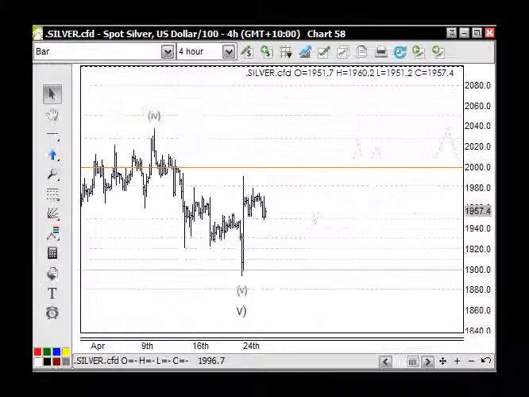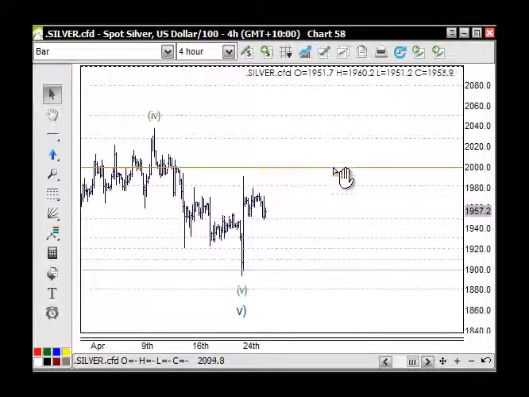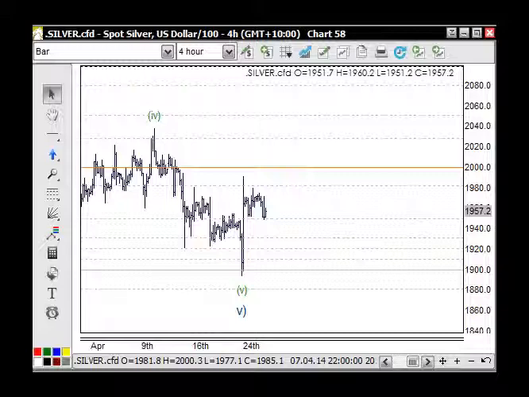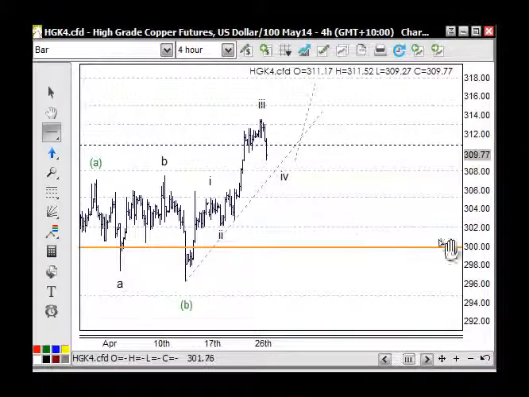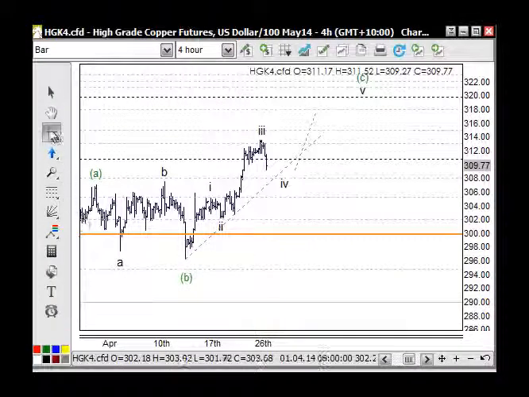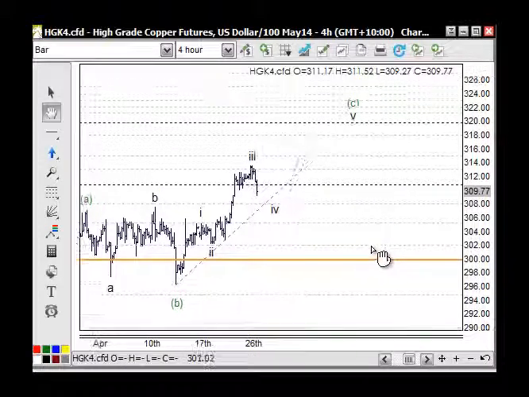I won't spend any time on the silver market, but look, if the silver gets support on 2000, it will move with gold a bit more sluggishly, so gold would be the better one. The copper market has still got further upside, and that's why gold can move up as well.